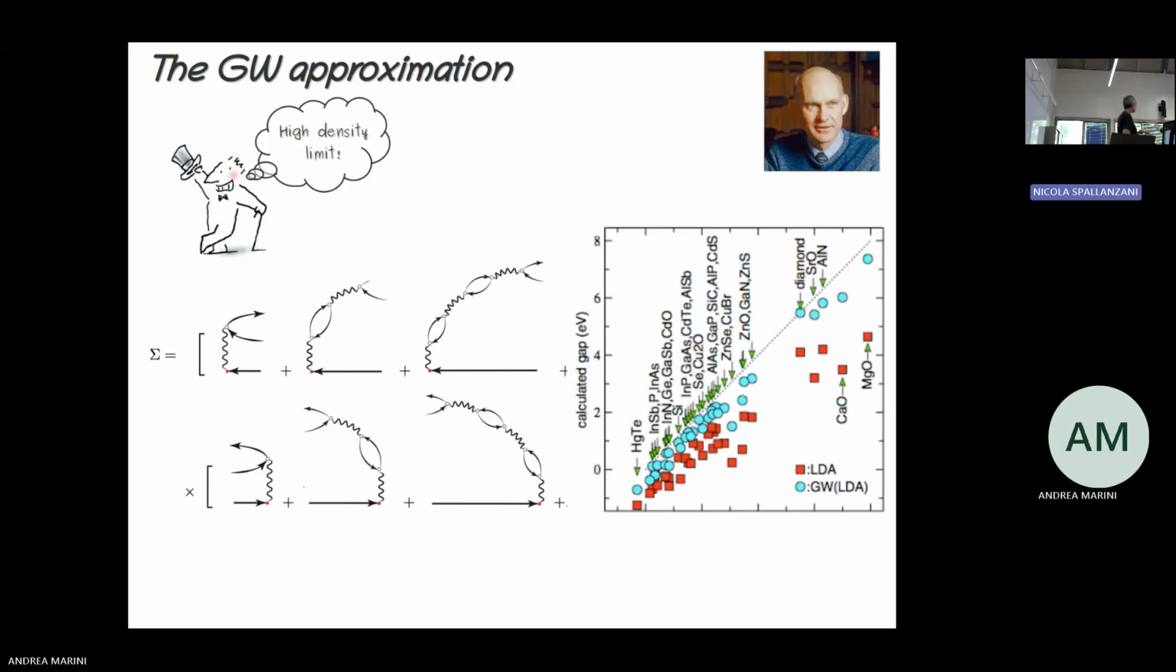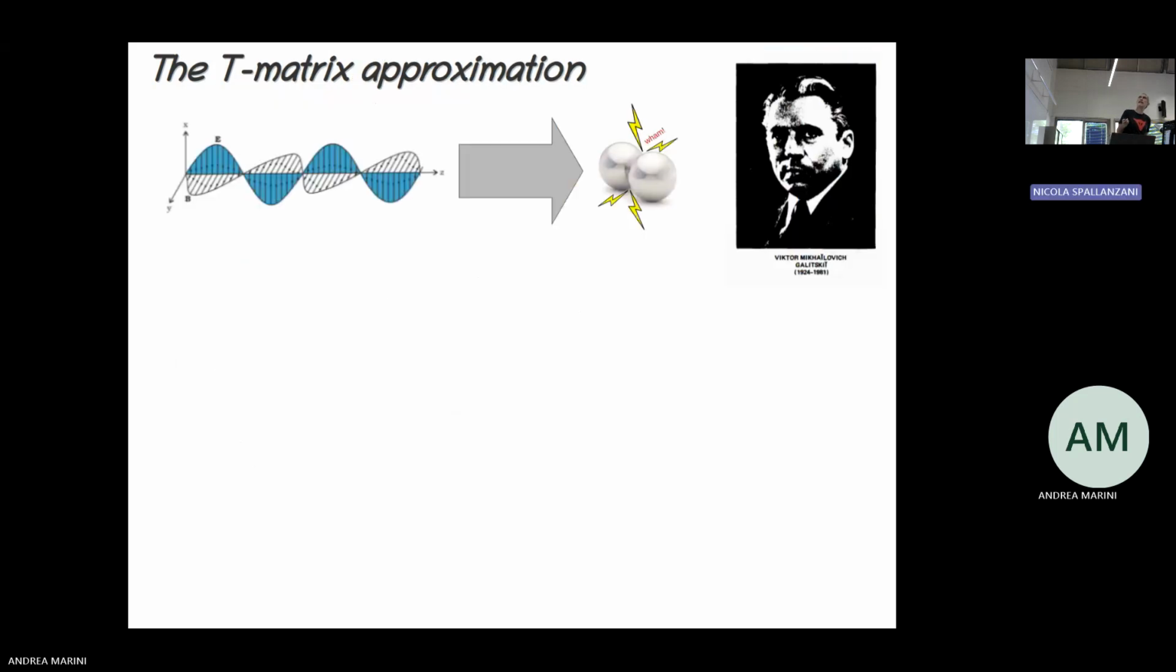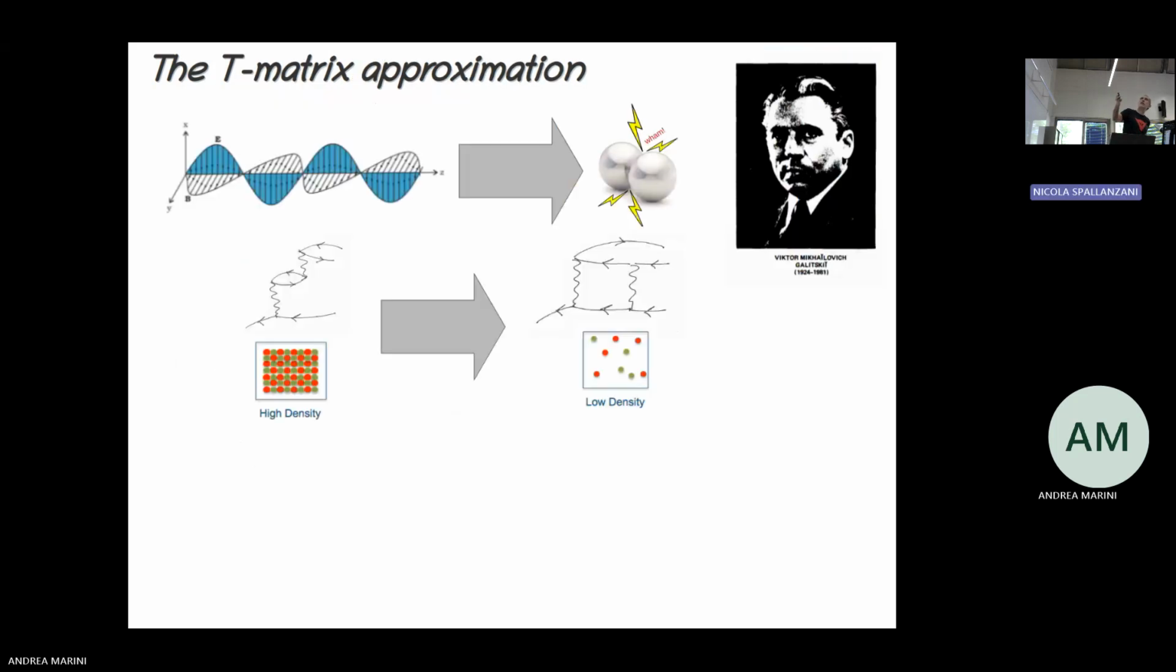And when you are in the high density regime, only charge oscillations are important, and charge oscillations are described by this diagram. So that's why GW works. But then you have also another case where, instead of bubble diagrams that are connected to the electric properties, you have sphere interaction.